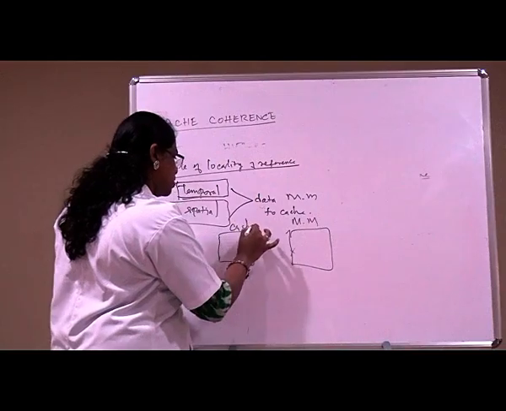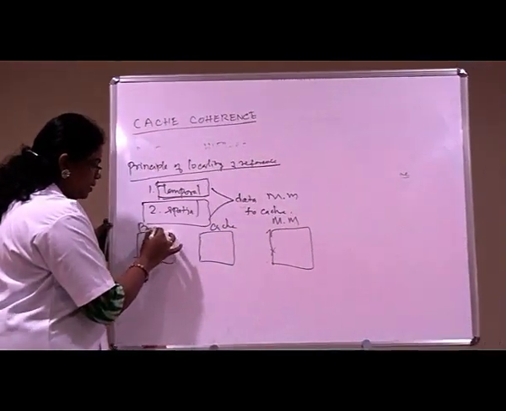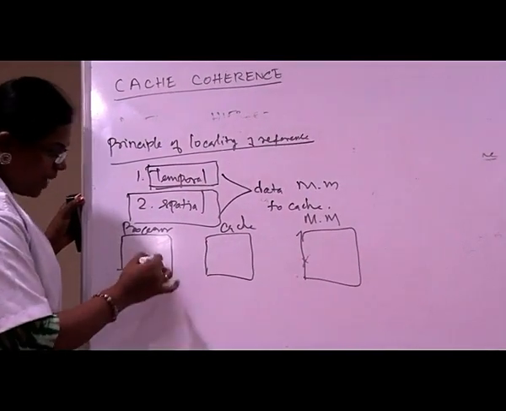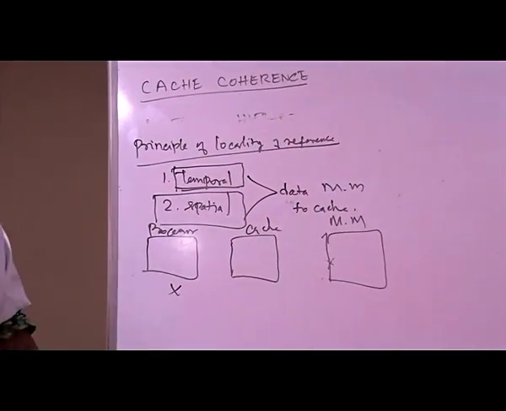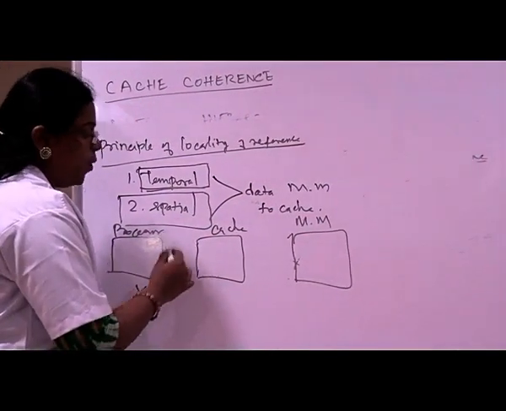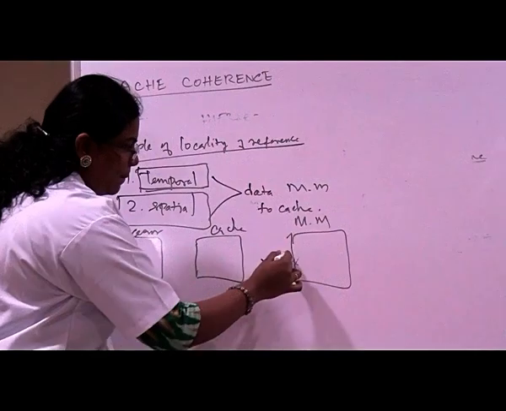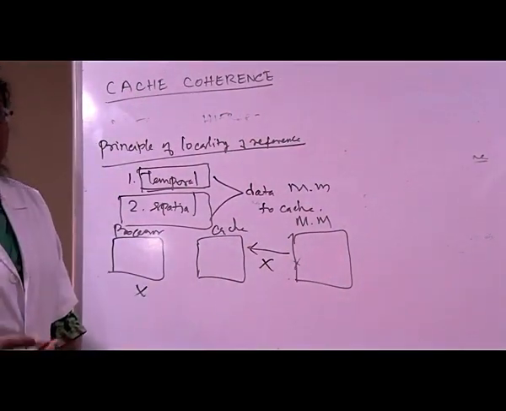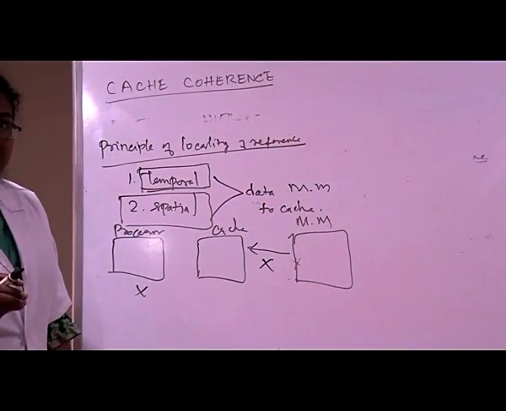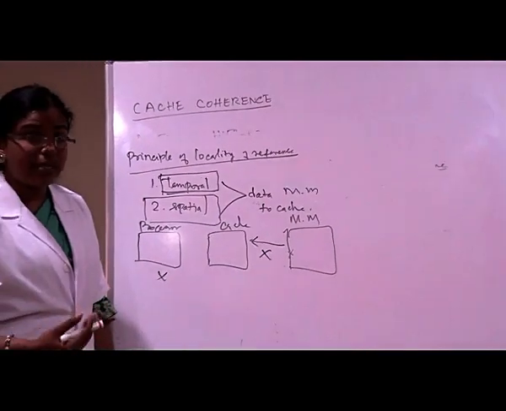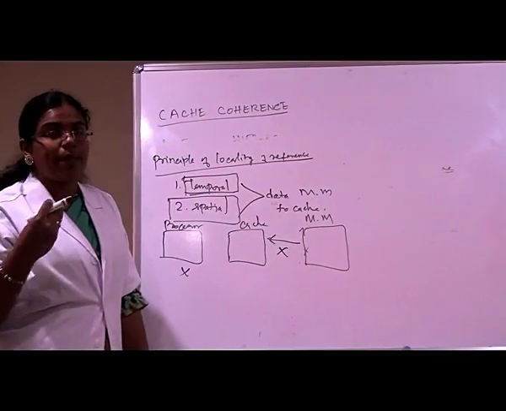This is cache and this is processor. Suppose I need a data called X to be used by my processor. If it is not present in my cache, I have to fetch the data X from the main memory. This is how we think, but what actually happens is, if I need some data X which is not present in the cache, then that is a cache miss. So I have to bring the data X from the main memory.